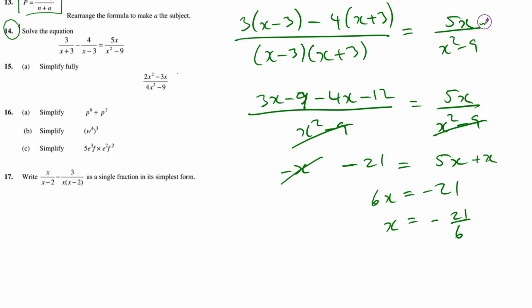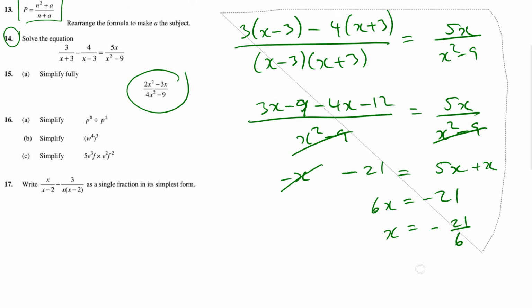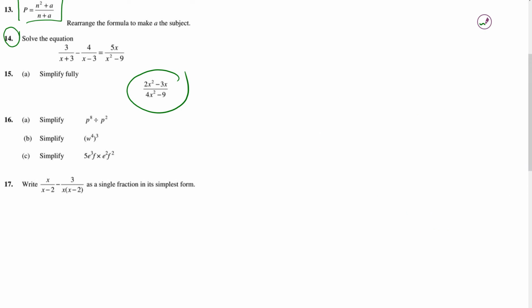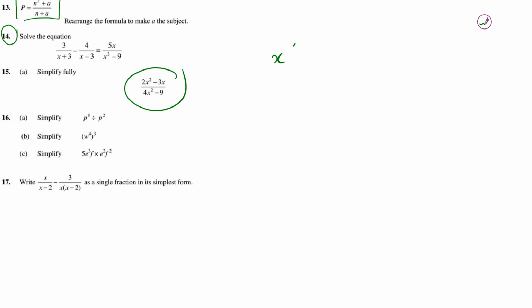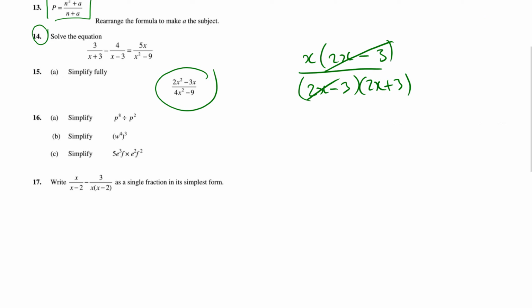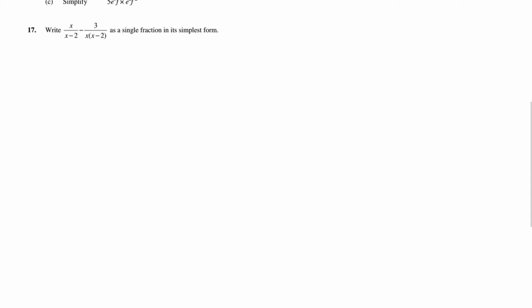Do you want to do simplify? Because we kind of gone past that. Up to you. Okay, I'll just do it. It would be x over 2x plus 3. Go. And 17, because 16 is not really what we're doing at the moment.